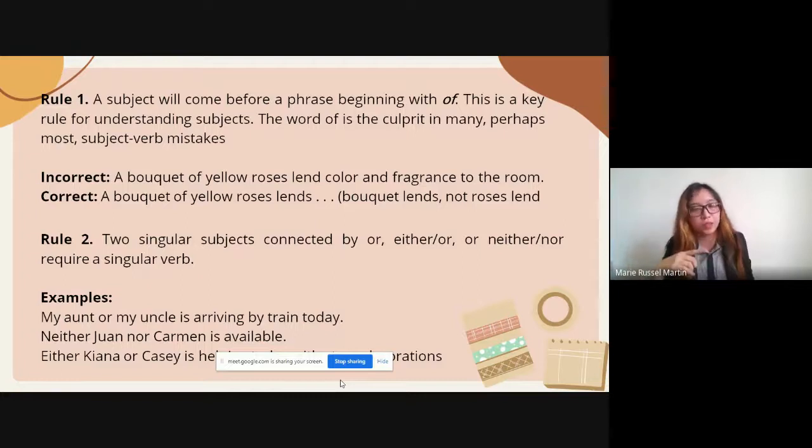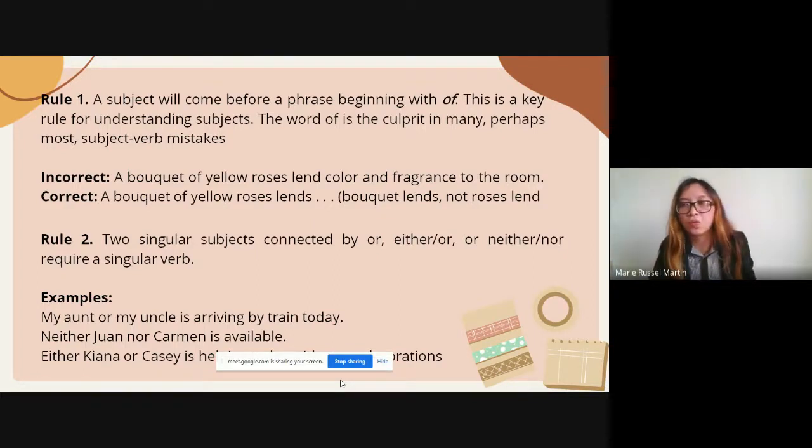For example, let's look at the example below. A bouquet of yellow roses lend color and fragrance to the room. That is actually incorrect. If we take a look at the verb, it used the verb lend. What do you think is the mistake here? We look at the yellow roses as the subject, but it's actually incorrect. As Hiram mentioned earlier, the key in understanding your subject is to look at the word before the word of. So the correct form should be a bouquet of yellow roses lends color and fragrance to the room. The verb that we use is lends, singular, because the subject is a bouquet, which is also singular.